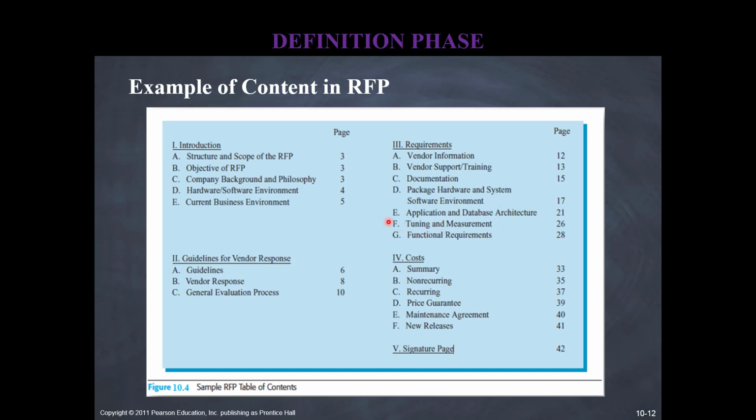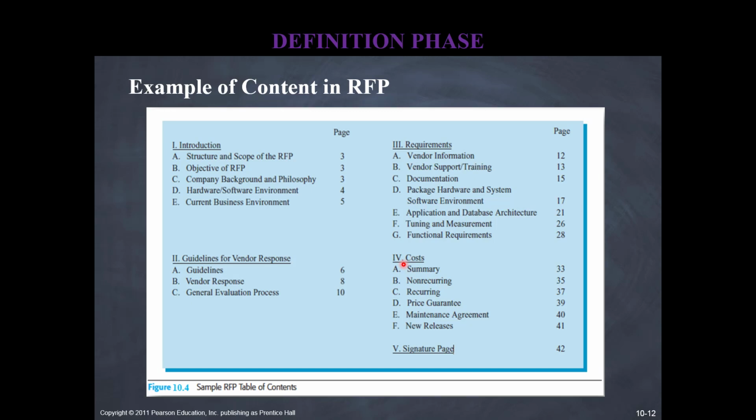Some requirements in relation to data and databases, tuning and measurement: how you're going to measure the system, what kind of outputs the system is supposed to provide, and how you're going to measure whether those outputs meet your requirements. And also, for example, functional requirements, what exactly the system needs to do.